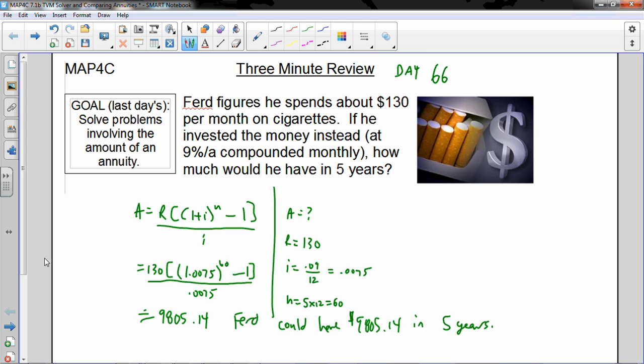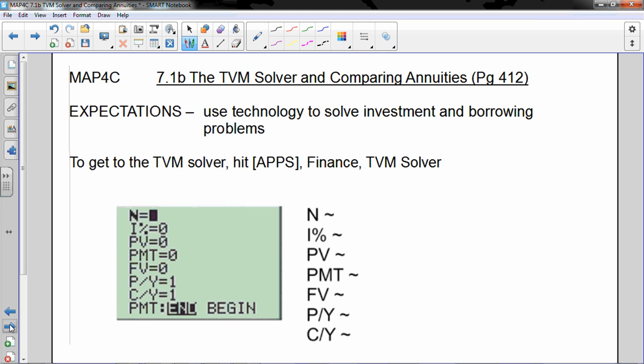Okay, what are we up to today? What we're doing today is essentially the same types of questions that we did yesterday, this idea of a regular payment, but we're going to use a different tool. We're going to use the graphing calculators. Yep, we use the graphing calculators for this as well. Use technology to solve investment and borrowing problems.